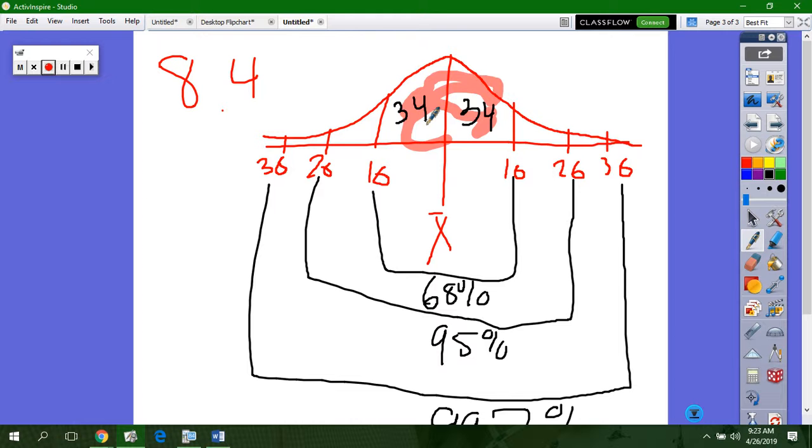So how much is between 68 and 95? What's the extra percentage? 27%? Agreed? So what is this section going to be represented by? 13.5, because that's half of the 27, right? Half of the 27 is 13.5.